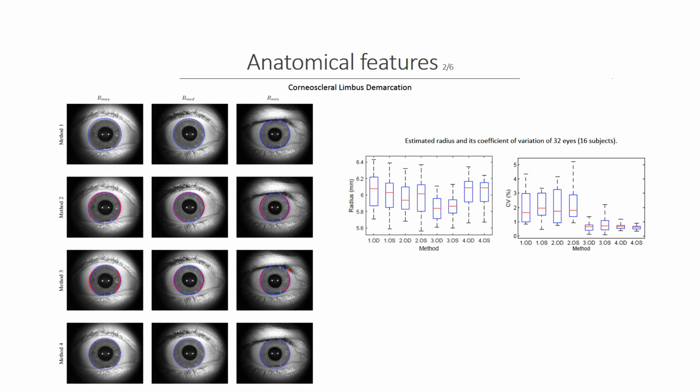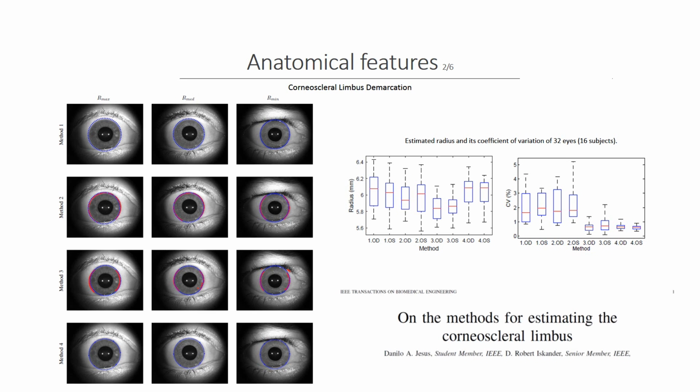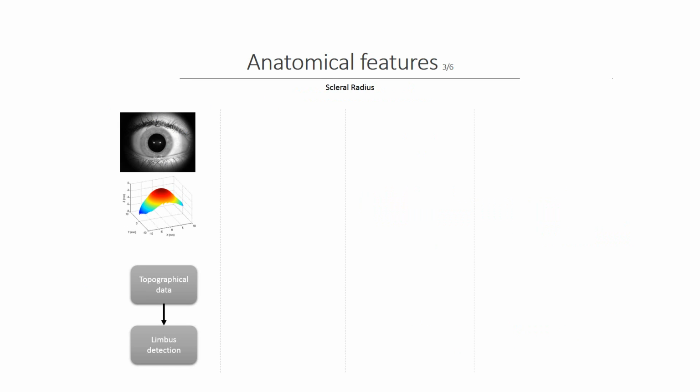However, the results demonstrated that the corneal scleral limbus estimated from the anterior eye topography does not always correspond to that obtained through image-only based techniques. For more details about this work, please have a look at the paper published in IEEE Transactions on Biomedical Engineering.